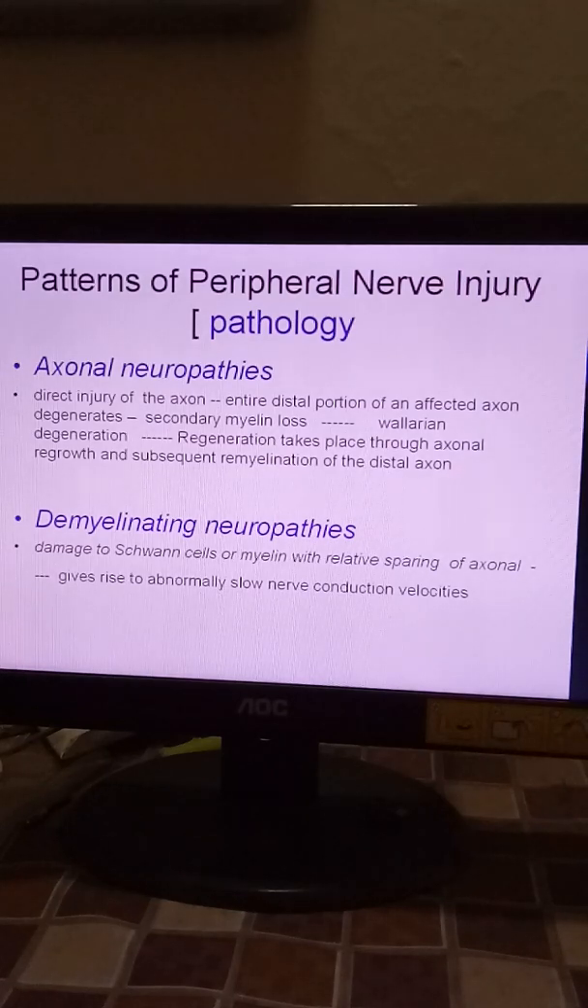The demyelinating neuropathies are characterized by damage to the Schwann cell and the myelin with relative sparing of axonal processes. That means in the beginning there is no damage to the axon, only the myelin sheaths are damaged. And this gives rise to abnormally slow nerve conduction velocities. That means the nerve conduction is not completely stopped, rather it has become very slow.